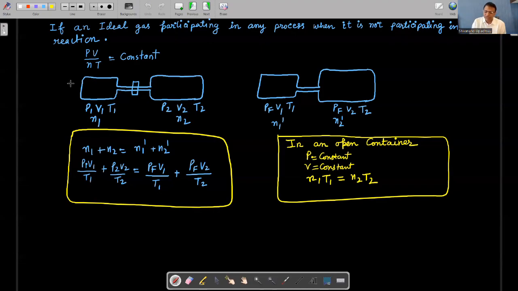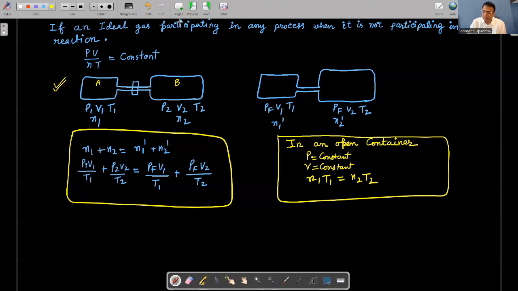Like this particular question is also solved on the same concept. This is a very common question in which they will say that there are two ideal gases. One is in container A and the other ideal gas is in container B. Gas A is at pressure P1, volume V1, temperature T1, number of moles n1. Gas B is at pressure P2, volume V2, number of moles n2 and temperature T2.